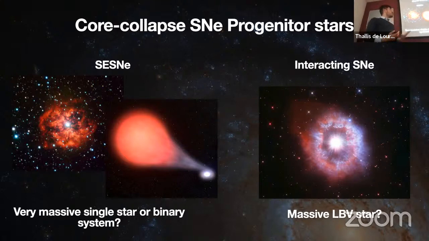Also, interacting supernovae require the progenitor star to shed many solar masses of material, so the explosion can interact with it and produce these narrow lines. So the main scenario is that they are caused by these massive stars, such as luminous blue variables. But the observations of environments do not fully agree with that, and I'll talk more about that later.